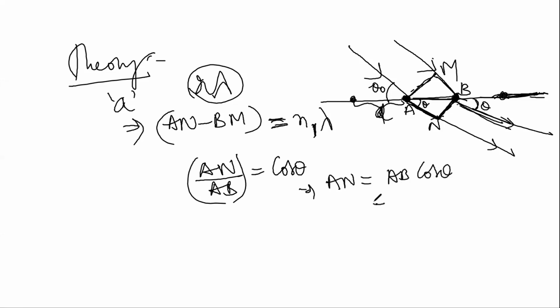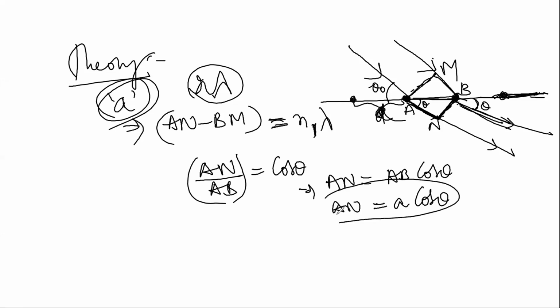What is AB, as we supposed? It may be D. Or else here we are considering it as A. As your textbook follows, I am also using the same. I thought I could put D, but they are using A. So let me use A. So An is equal to A cos theta.